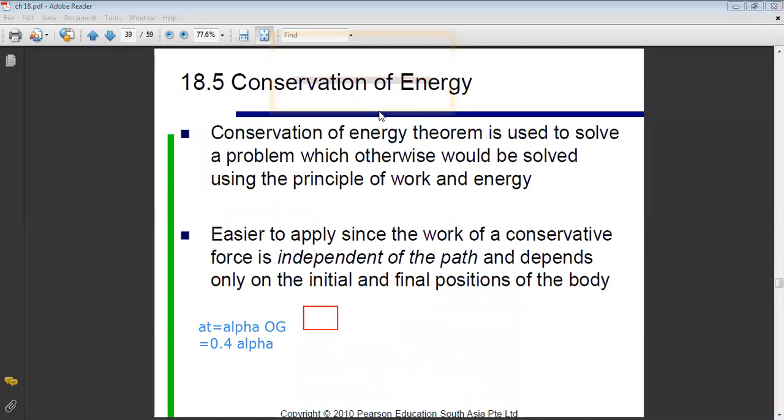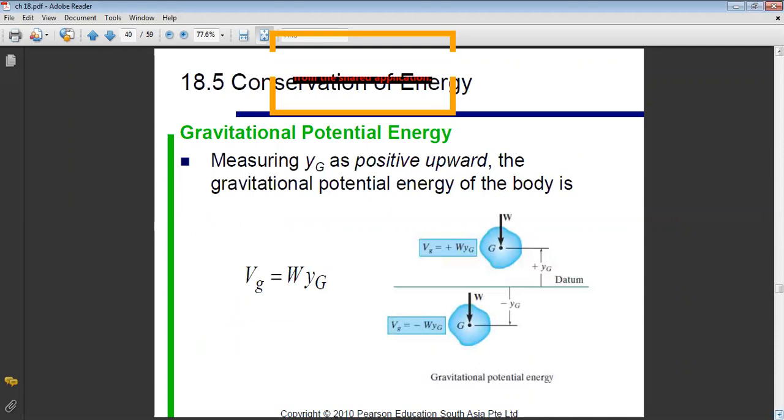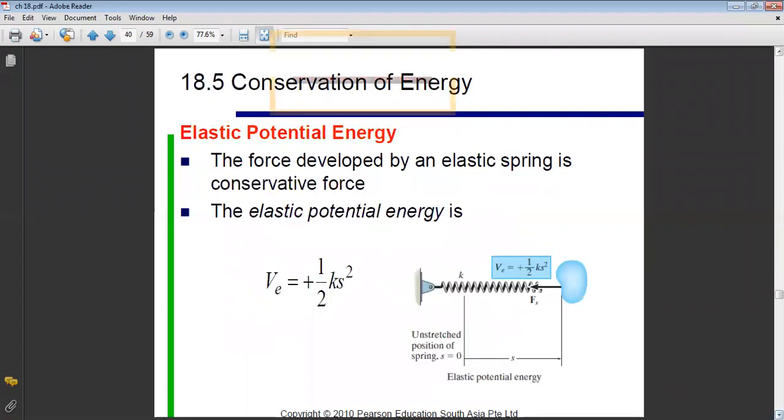Now, here also for a rigid body, we can apply the conservation of energy, if all forces are conservative. So if you have, for example, a rigid body only subjected to conservative forces such as weight and spring, then you can apply the conservation of mechanical energy. And for gravitational potential energy, it's like a particle, but the only difference is that you take y of G. So Vg is W times y of the center of mass. And for a spring, it's the same formula. The elastic potential energy is half K delta S squared.